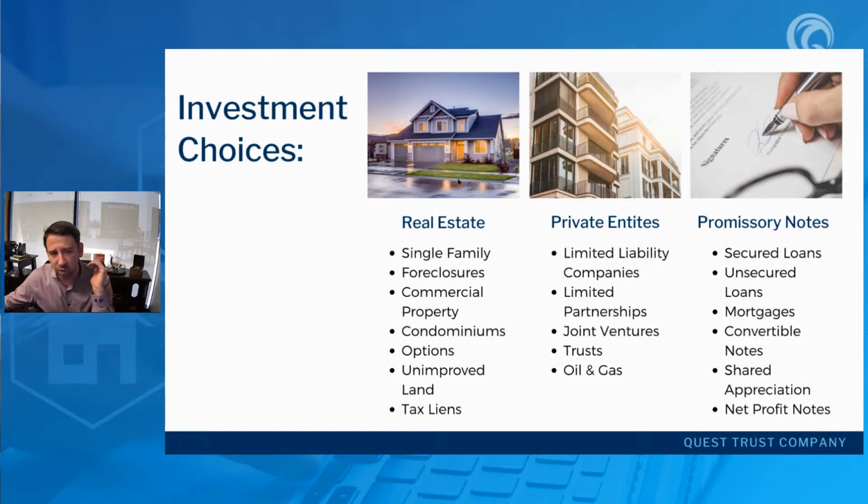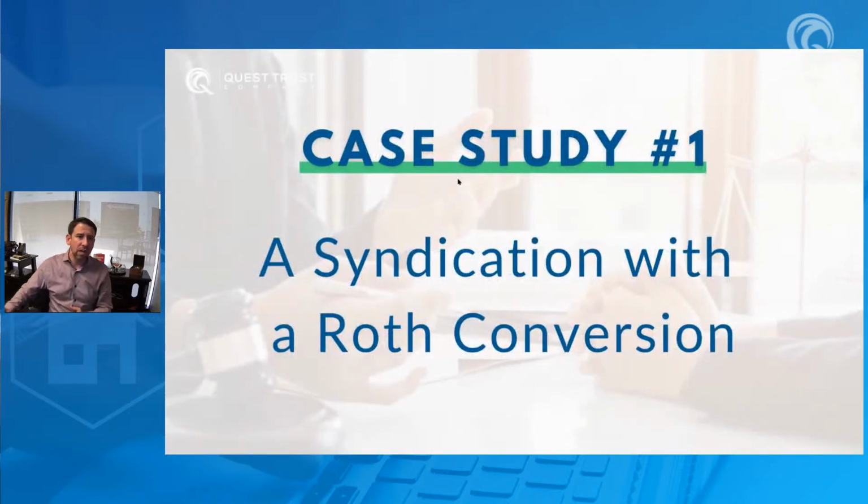So just remember that when we're going to use a self-directed IRA for one of these case studies, we can help you through it. So let's look at the very first case study that I have up here. And this is going to be a syndication with a Roth conversion. Now, what does that mean?